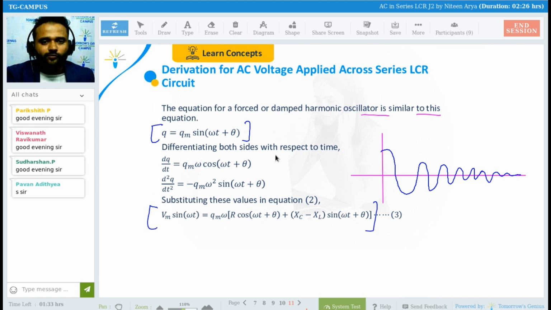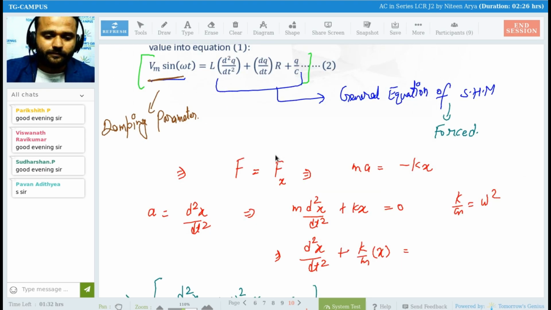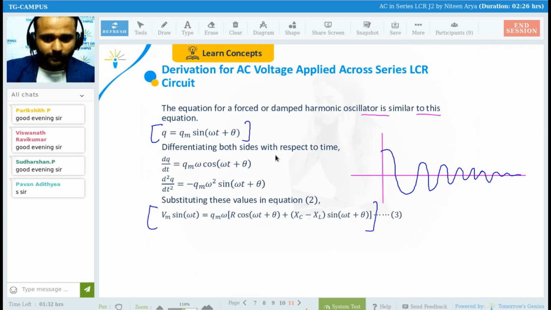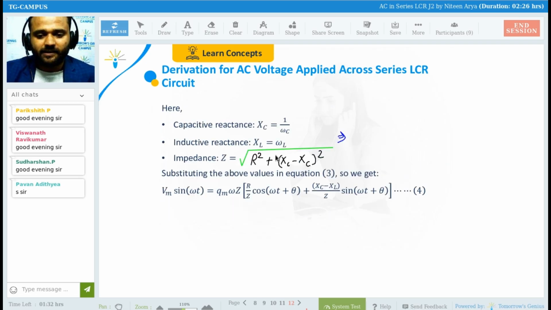For that, when we apply a forced damping, x equals xm sin(ωt + θ). This θ is the forced parameter, and Vm is the damping parameter. So we differentiate again and put everything back into this equation number 2, because I need d²q/dt² plus dq/dt. When we do this, we get equation 3, where we put everything back.